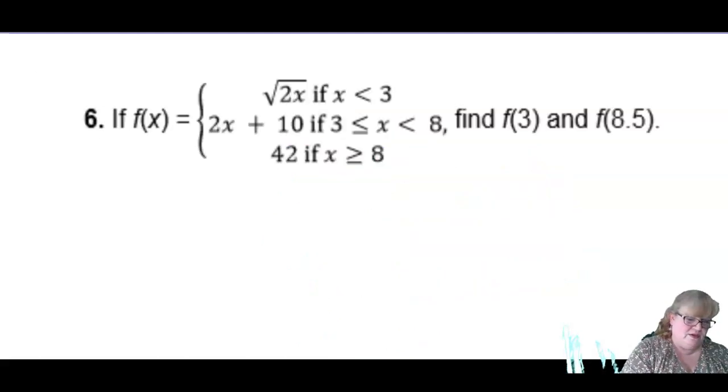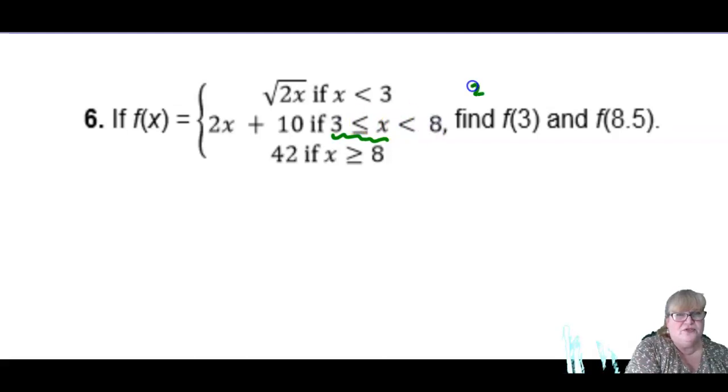Can we do this one real quick? Evaluate again. If we're putting a 3 in, it goes in this one because of the or equal to. This says 3 is less than or equal to x, which is less than 8. So everything from 3 almost up to 8, but not including 8, is this rule.